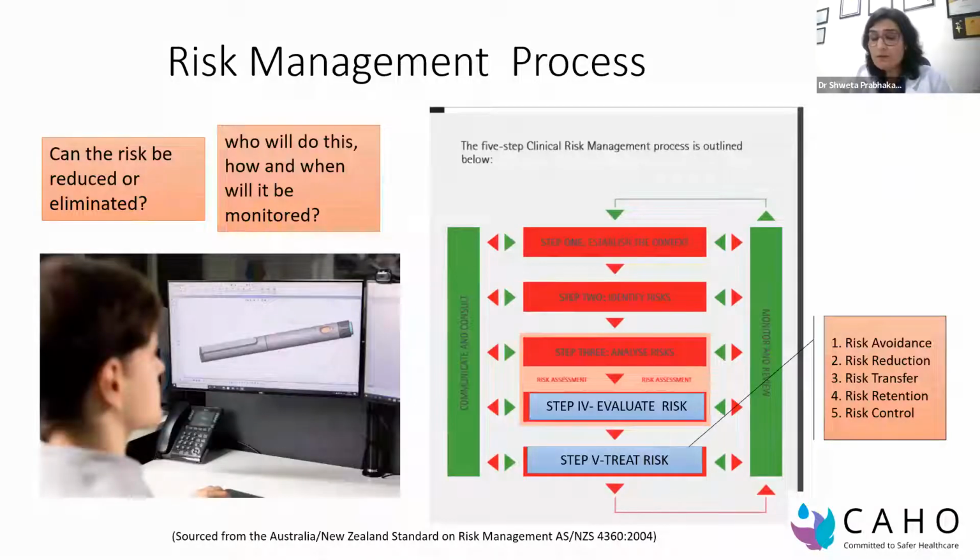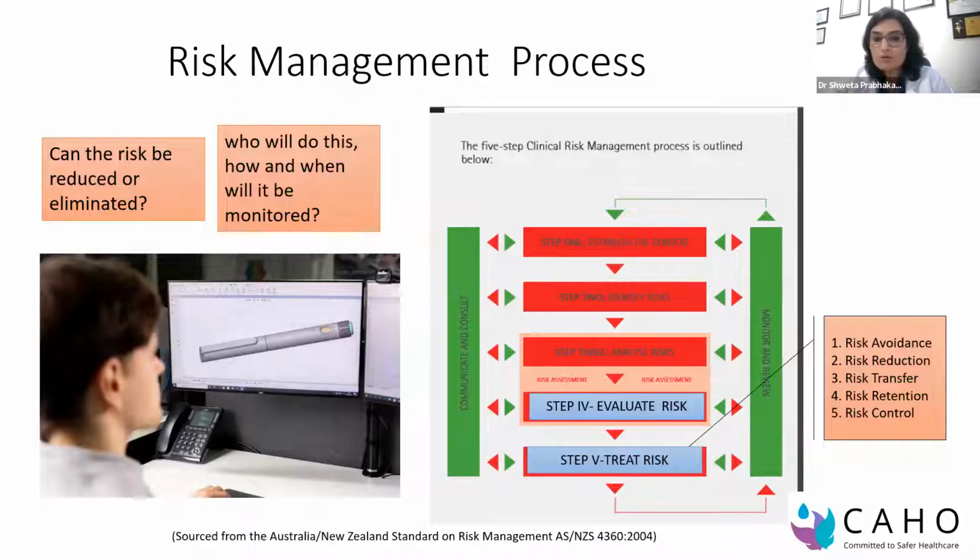So once you have identified the risk and prioritized it, you have to treat the risk, evaluate and treat the risk. When you treat a risk, the risk just cannot be zero. The risk would be there if you have identified it.